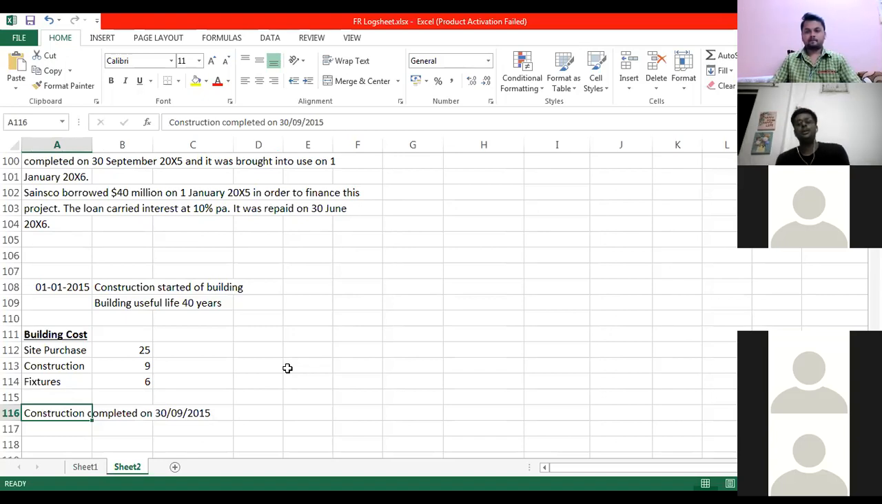Now in examination, if such kind of question is coming in a multiple choice question, then it is fine. If we are asked to find out the cost to be capitalized, then we have been given the expense. So we have to directly consider it as qualifying and calculate.